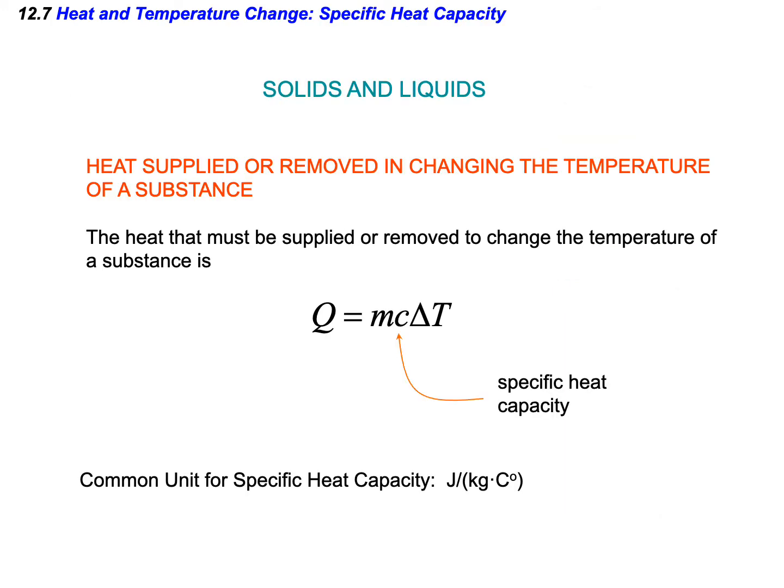Okay, so heat supplied or removed in a change in the temperature of a substance is given by this equation. So heat, we use Q for heat, m for mass, delta T is the temperature change, and c is a constant, we call it specific heat capacity. It depends on the nature of the material.